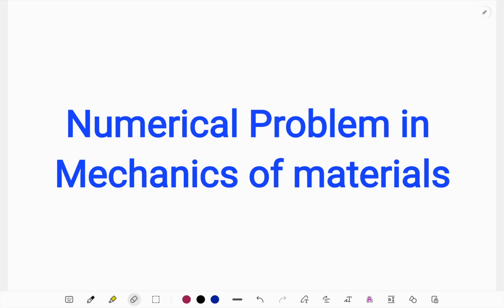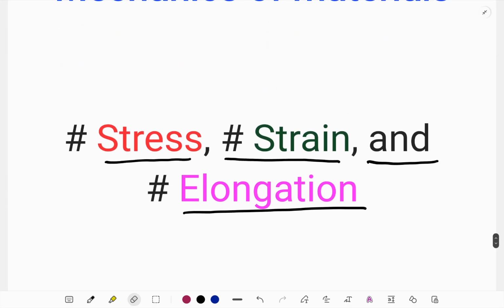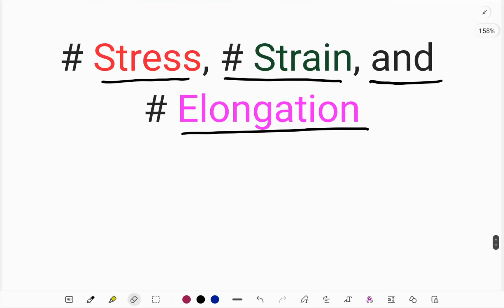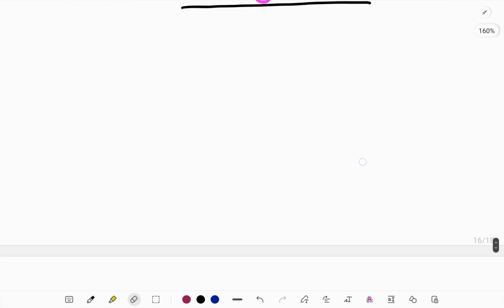So here I'm taking a numerical problem to solve based on stress, strain and elongation. The theme of this problem is to find the stress, the strain and the elongation in a solid member. So let us see how it's going to be solved, one by one.